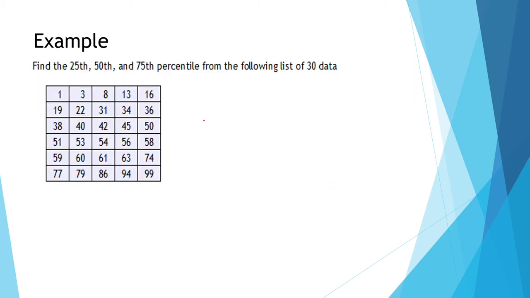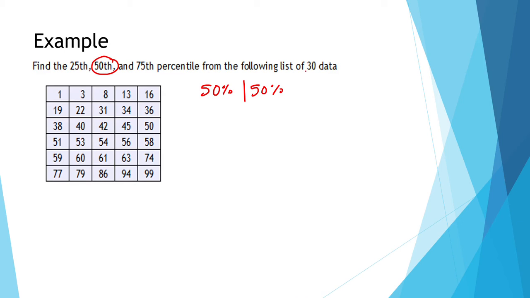Example, find the 25th, 50th, and 75th percentile from the following list of 30 data values. I will start with the easiest question, and that's the 50th percentile. This means I'm looking for a number in the data value that has 50% of the data below it and 50% of the data above it. I want to find essentially the number right in the middle. If I organize the data set from smallest to biggest, I'm looking for the number right in the middle.